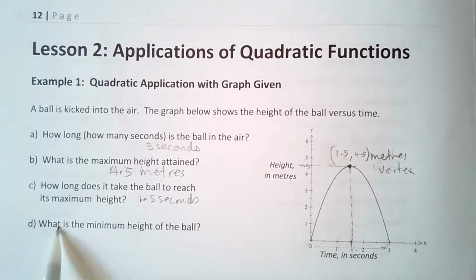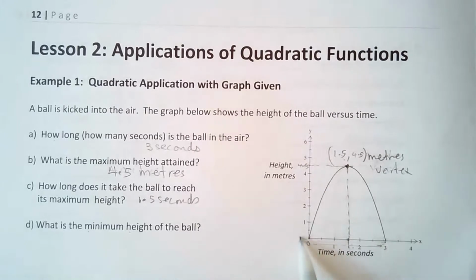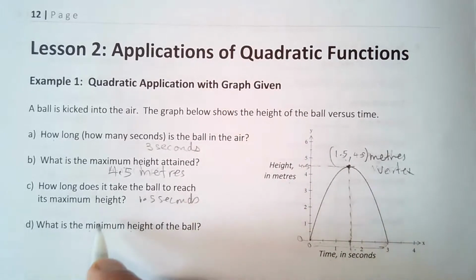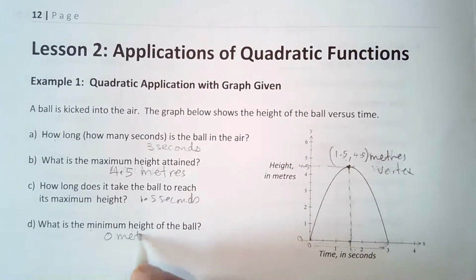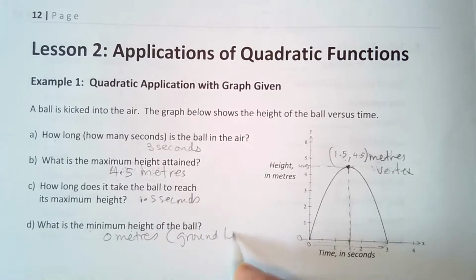The next part, what is the minimum height of the ball? Well, at ground level, so this is 0 here. So 0 meters. Ground level.